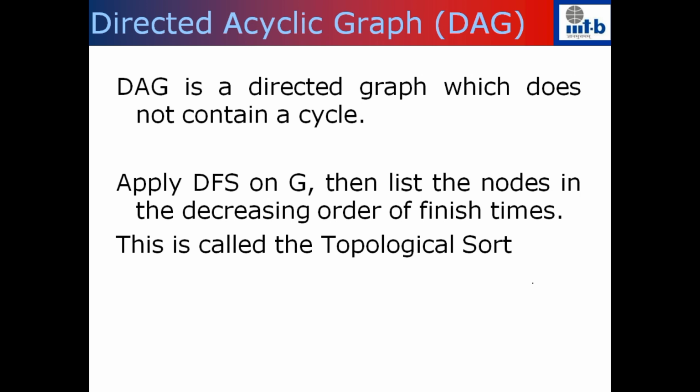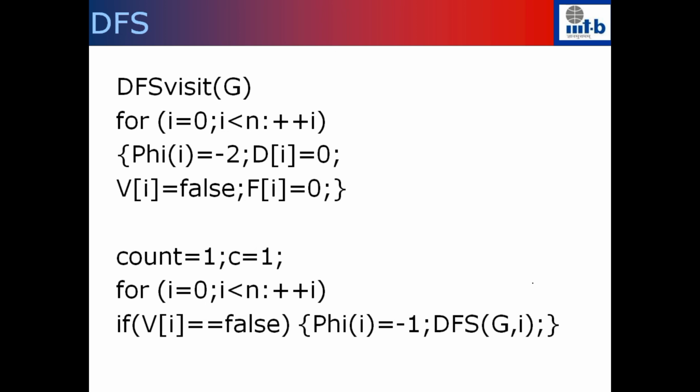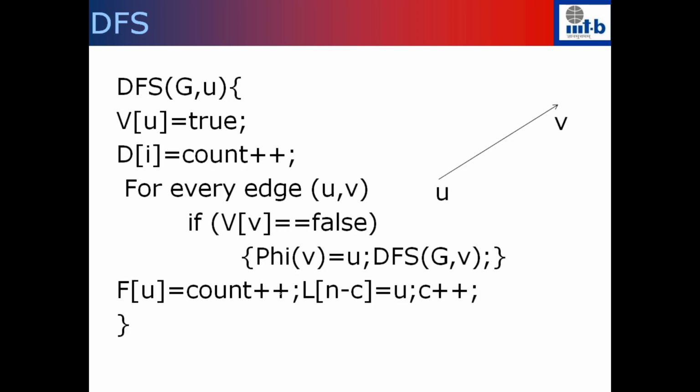the listing of the nodes in the DAG in the decreasing order of the finish times after you apply the DFS on it. The way to compute this was that we initialized the DFS, and then when you find the finish time of a vertex u, you keep adding that into a list. At the end of this algorithm, the list of vertices in L will be, from left to right, in the decreasing order of the finish times.